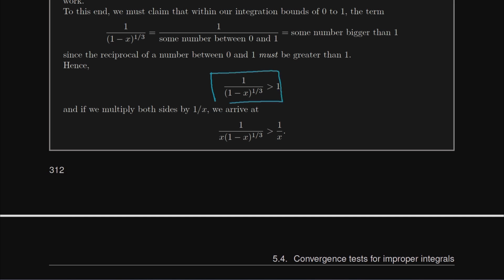At least in the range 0 to 1, which is where I'm integrating, what do I know? I know that 1 divided by (1 minus x) to the 1/3 is strictly greater than 1. How does this help me? Because I wanted to find something smaller than my original integral. Well, if I flip this, I've just found that 1 is smaller than 1 divided by (1 minus x) to the 1/3.